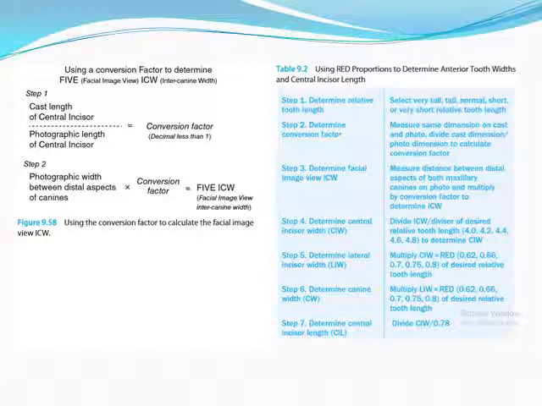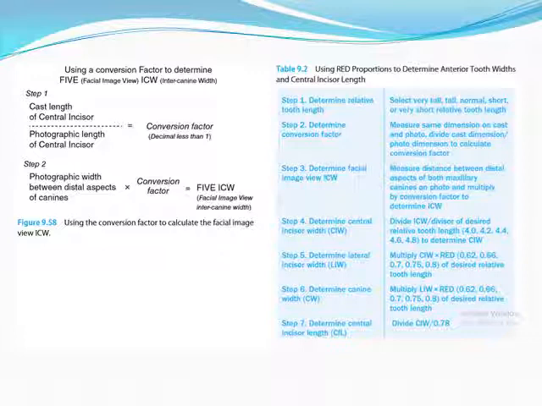In step 3, we use this factor in order to determine the real intercanine width in the patient's mouth, by multiplying the intercanine width from the photo by the conversion factor. In step 4, we determine the central incisor width by dividing the real intercanine width by a number from 4 to 4.8, according to the relative tooth length from step 1, either 4, 4.2, 4.4 and so on according to the length. After dividing, we can determine the central incisor width.